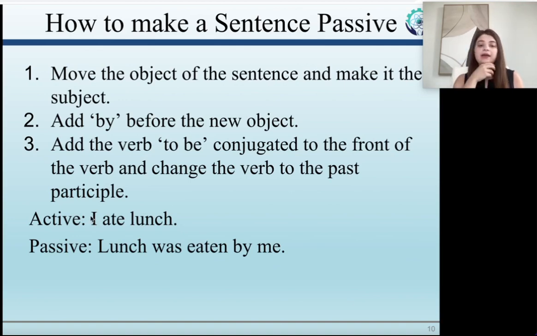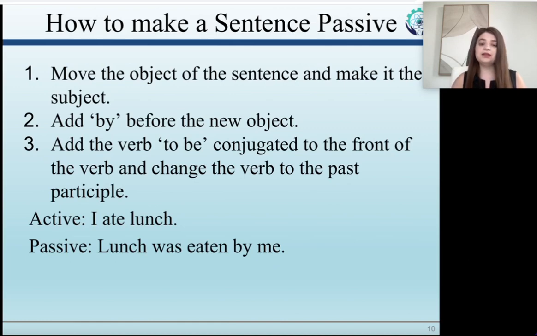Now, "I" is a form of first person singular that we only use for subjects. We actually change "I" to "me" if we're using it in object form, right? So it's now going to be "lunch ate me," right? But we want it to have the same meaning because "lunch ate me" does not make any sense. I ate lunch. Lunch did not eat me, right? So we have "lunch ate me." We have to include "by." So now we have "lunch ate by me."